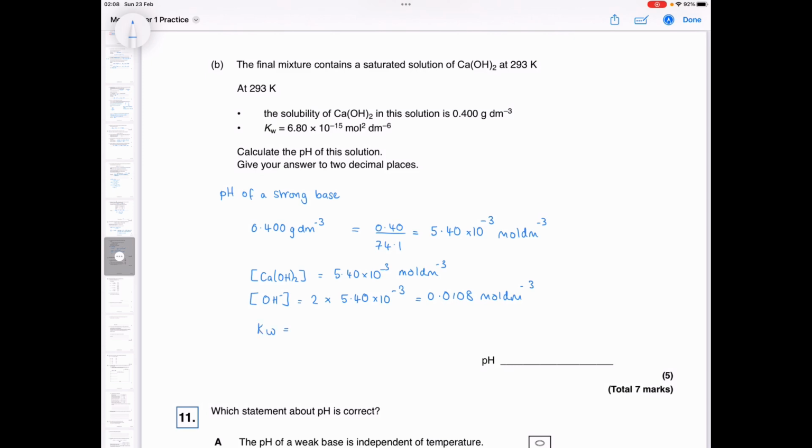Kw is equal to the concentration of hydroxide times the concentration of hydrogen ions. This is what we want to know to calculate pH, of course, the hydrogen ion concentration. So we need Kw over OH minus, which equals 6.80 times 10 to the minus 15 divided by 0.0108, and that gives us 6.3.